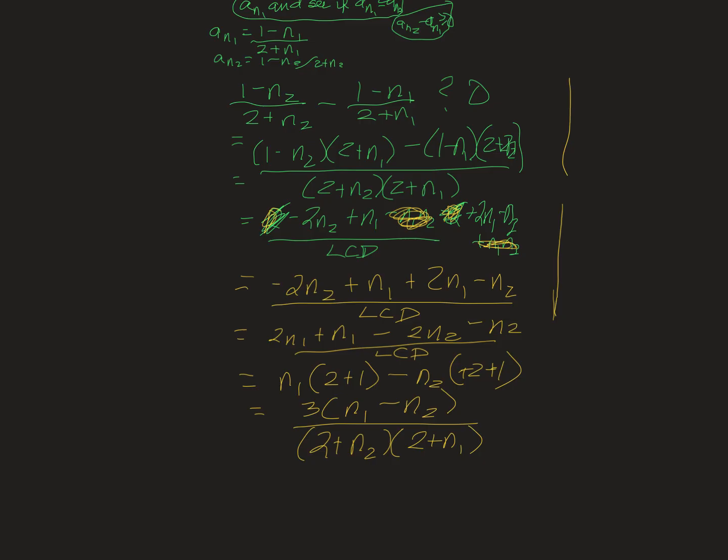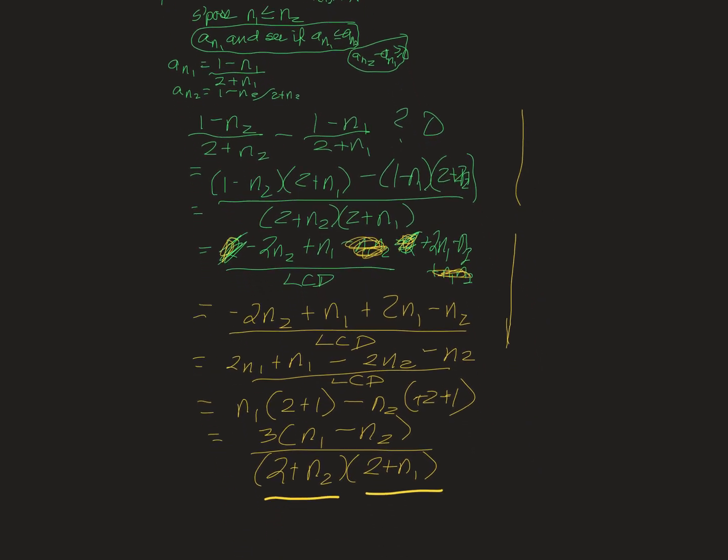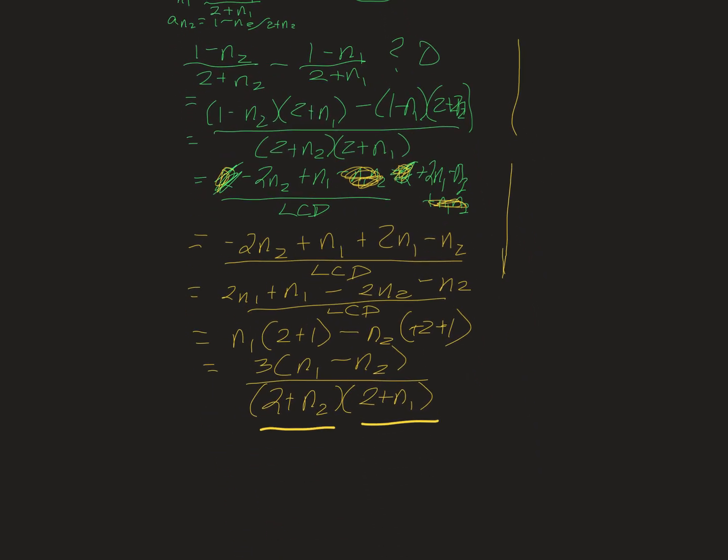For increasing, if you'll notice, these have no effect. These are just positive, because n1 and n2 are both greater than 0. But the way we started out with this, we said n2 was bigger than n1. So if n2 is bigger than n1, then this is a negative number, whereas these are both positive. That means this whole thing is less than 0.